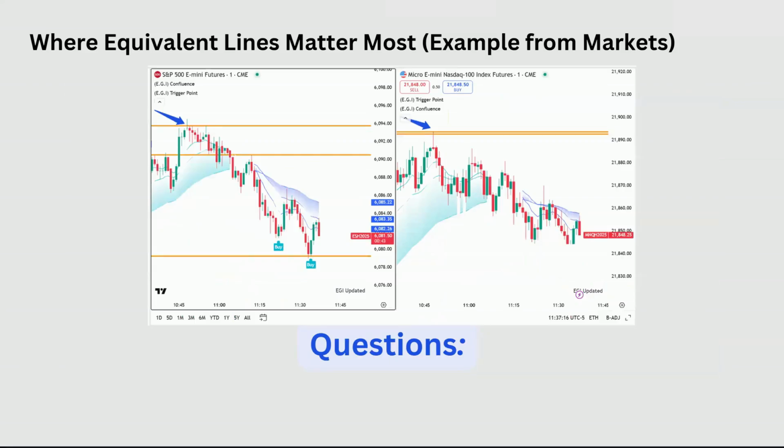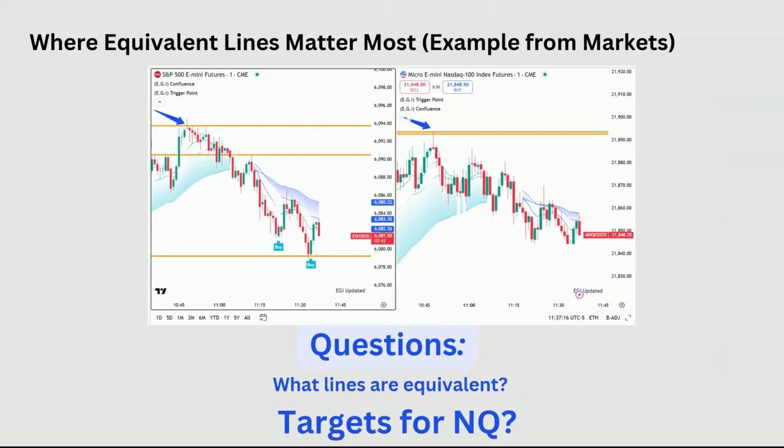Now, I have two questions for you guys. What lines are equivalent here? Considering the trigger points as targets, where would you exit on NQ? Because you see, there's no line here. How do you know a possible profit target for NQ? So you understand that this support level of ES could be an exit signal for NQ.